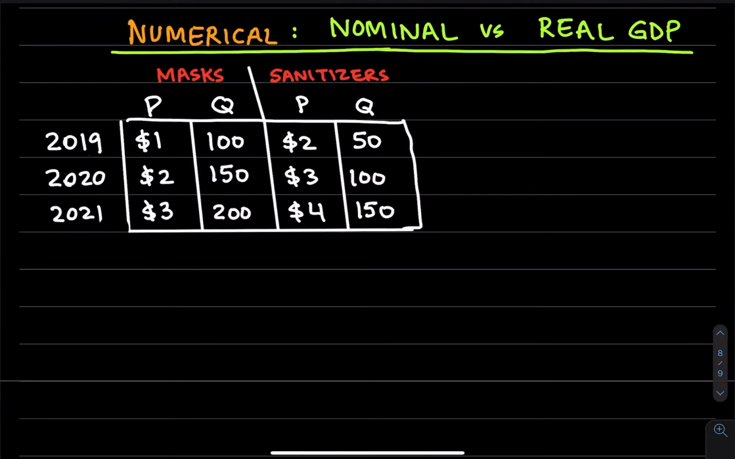Okay, so the table also shows you the prices and quantities of each of these two goods in these different years that are depicted in this first column. Okay, so what we want to do is calculate nominal GDP and real GDP. Remember that GDP, no matter what type of GDP it is, is always going to be computed in a given period of time.